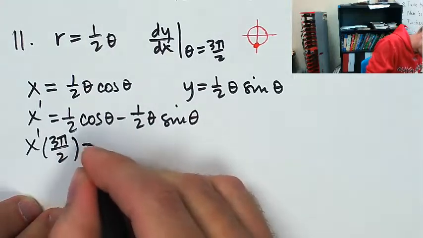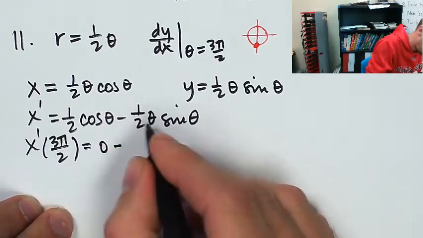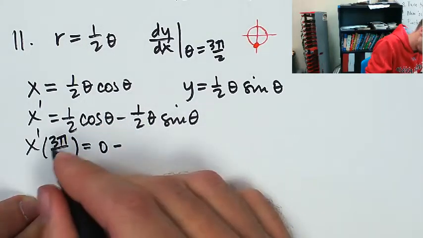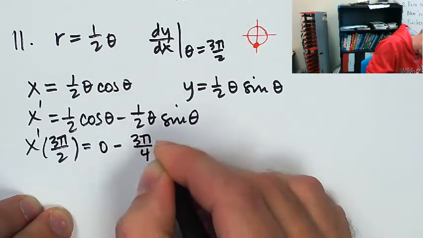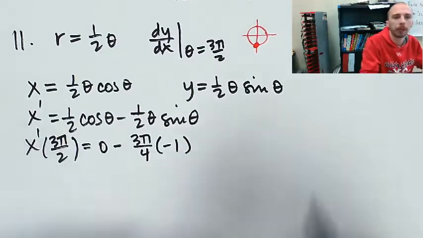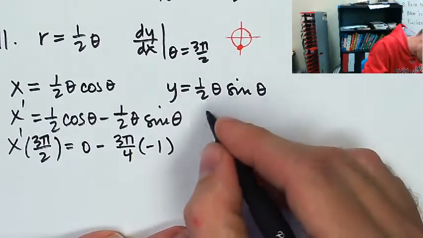So 1/2 of 0 minus 1/2 of theta, with theta being 3 pi over 2, is going to be 3 pi over 4, times sine theta was -1. Okay. Now I'm going to take y prime.